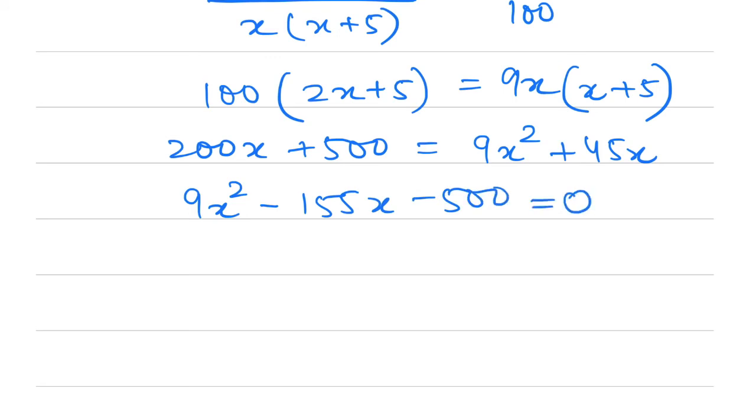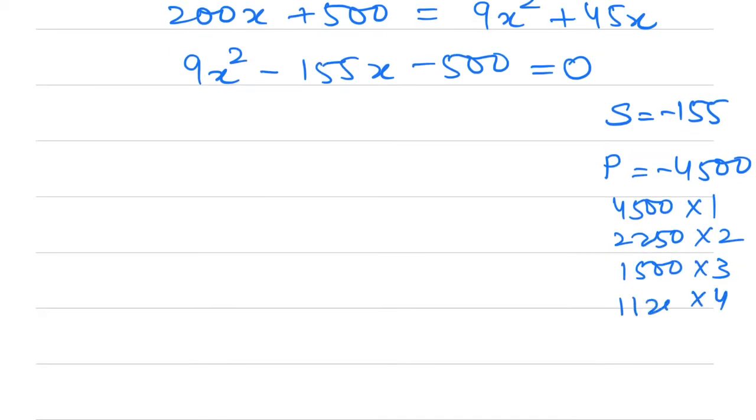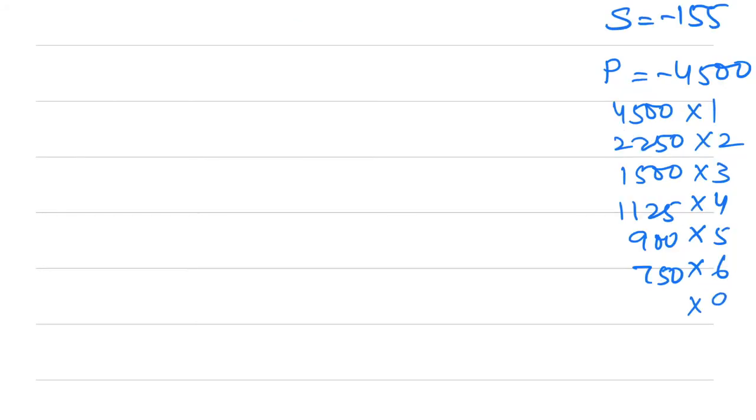Now we have to factorize this equation. So we have to find two numbers such that sum is equal to minus 155 and product has to be minus 4500. 45 into 1, 2250 into 2, 3, 1500, 4, then 5, 900, 6, 750, 9, 500 and 10, 450, 12, 375, then 15, 300, 18 and 250, 20, 25, 180. Yes, so we got the factors here.